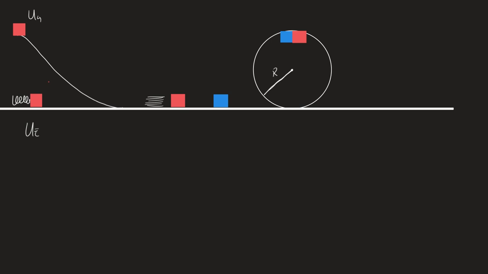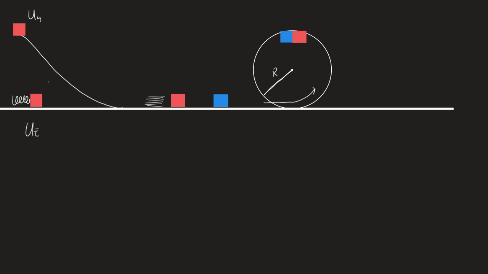Then there's a collision. A collision in such a way as the two boxes stick together. So what we talked about on Friday is a perfectly inelastic collision. After the collision, the system continues until it makes it through some loop.